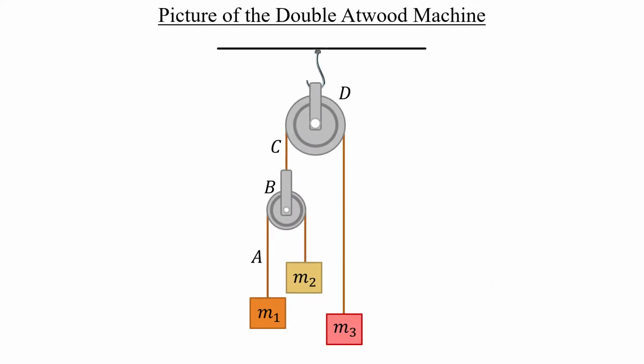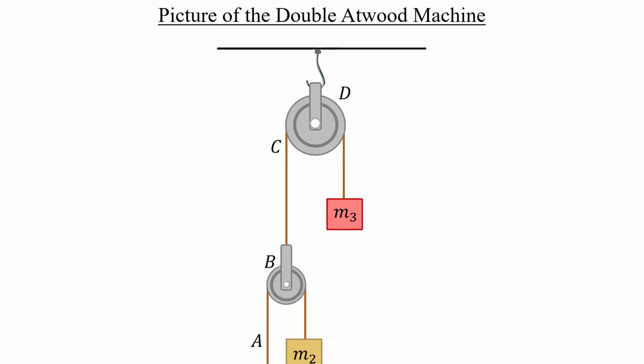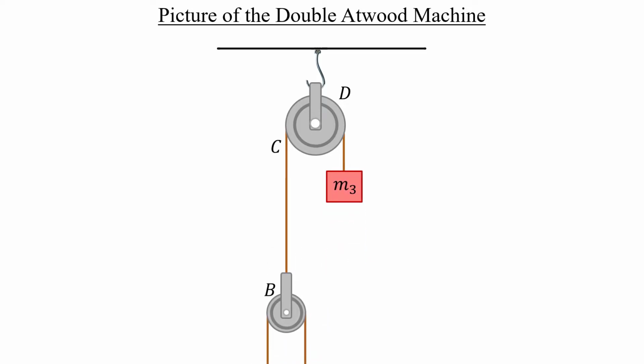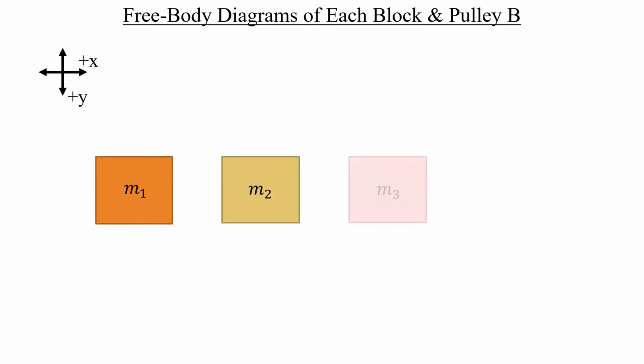I've set things up such that once we release the machine from rest, blocks 1 and 2 and pulley B will move downward, and in response, block 3 will move upward, like this. Let's keep that movement in mind as we draw our free body diagrams. Our objects will have nearly identical setups here, so let's do them all on the same slide at once.